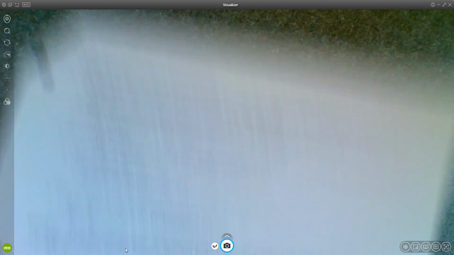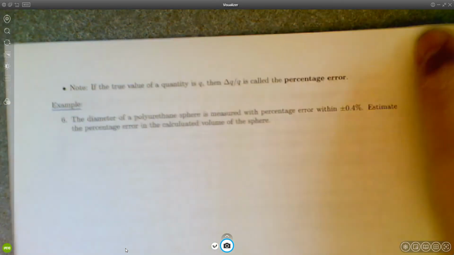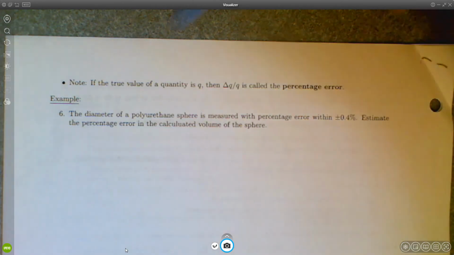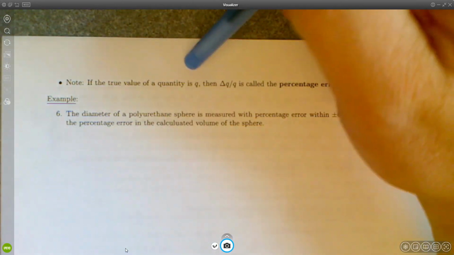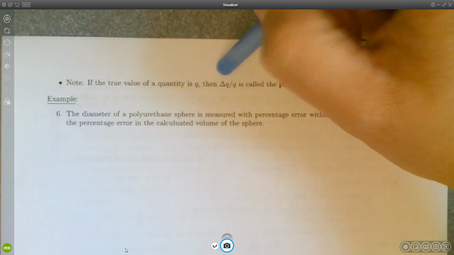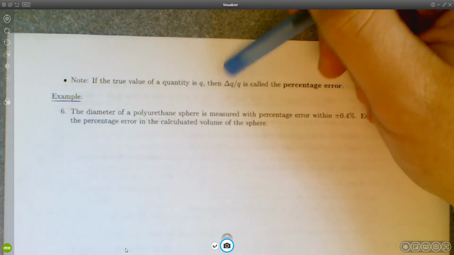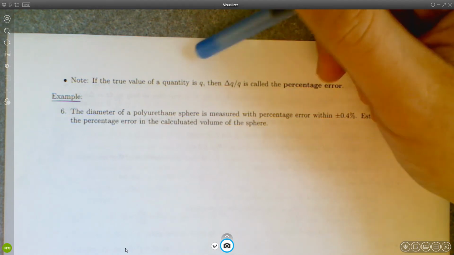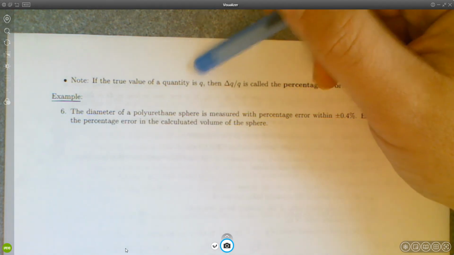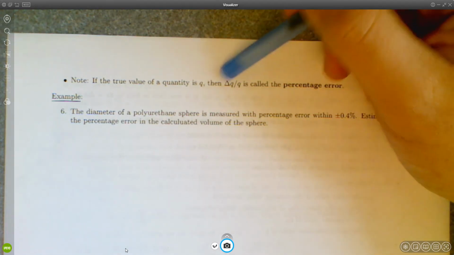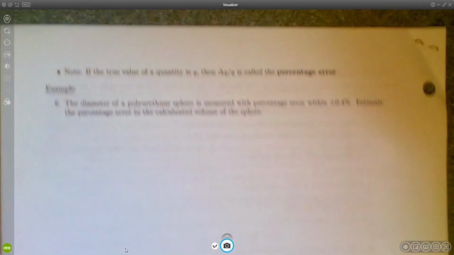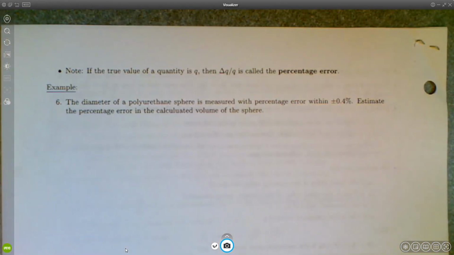I'll give you one more example of this, and I'm going to introduce another concept as well. If the true value of a quantity is q, then delta q divided by q is called the percentage error, right? So delta q we're thinking of as the error. If the true value is q and the error is delta q, then delta q divided by q is the percentage error.